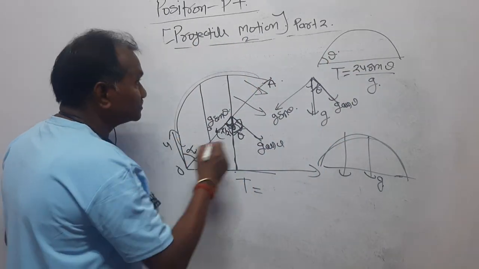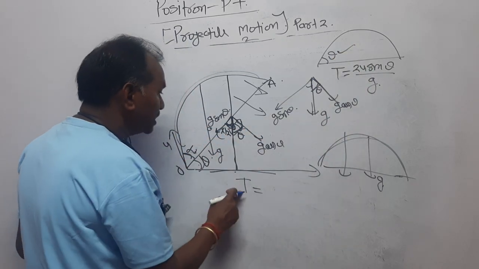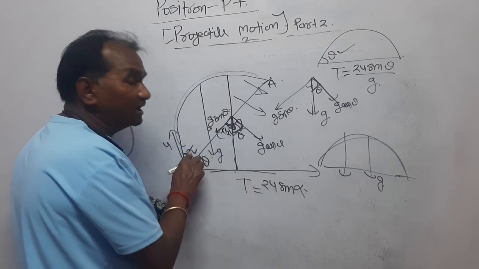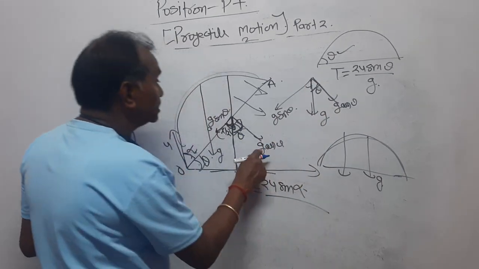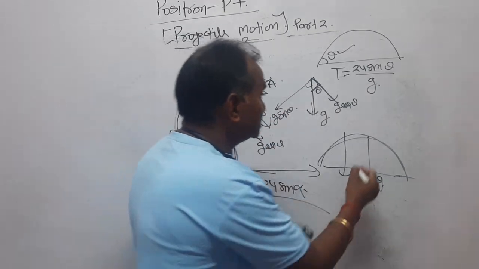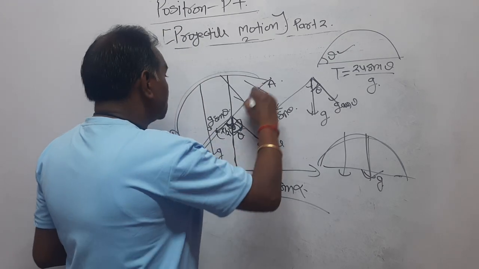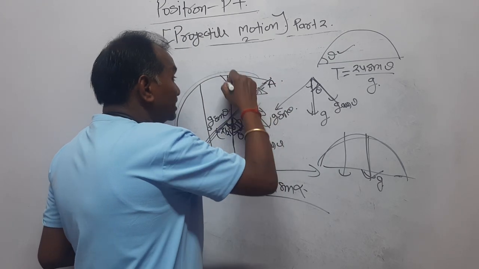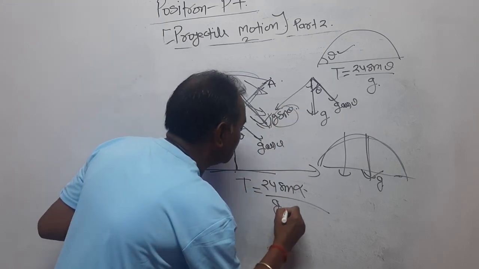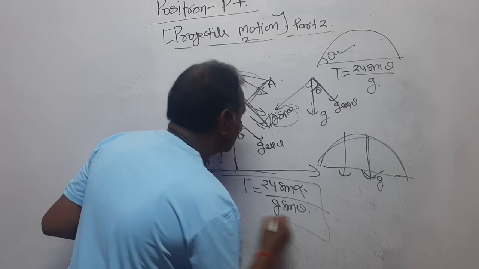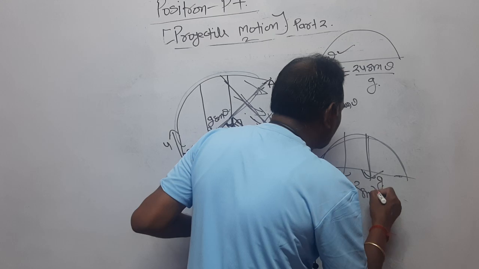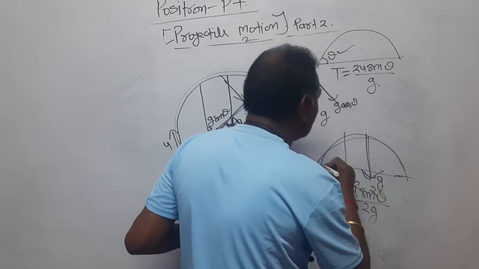But in this case, this very angle is alpha. So time of flight becomes 2u sine alpha, not theta, upon g, where g will be replaced by this value, that is g cos theta. In the earlier case, g was acting this way. On this, the component of g which is perpendicular to it is g cos theta. Or maximum height h is equal to u square sine square theta upon 2g. That was the formula used in that one.